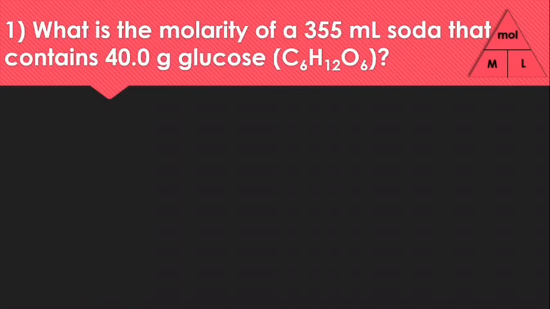So this first question asks us for molarity, so I already know I'm going to be doing molarity is moles over liters. And it gives me milliliters. 355 milliliters is going to be 0.355 liters. So that's going to be my volume, V, in liters.